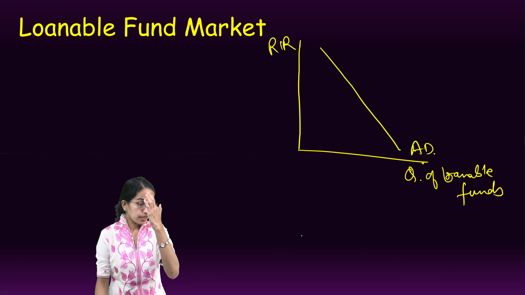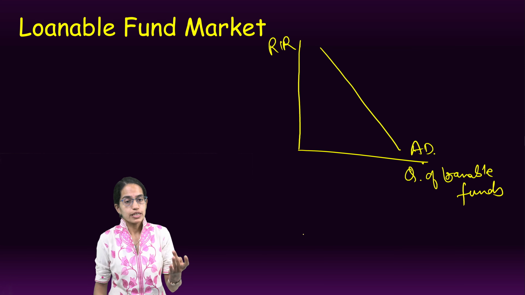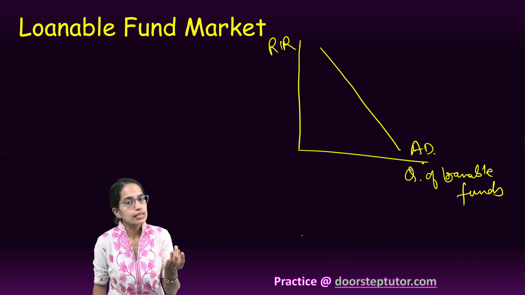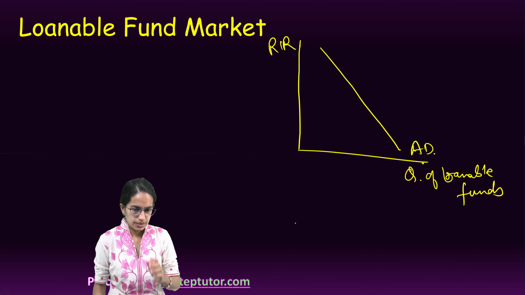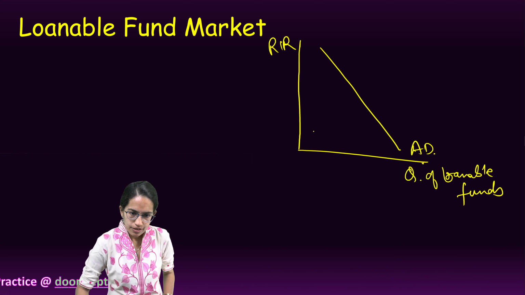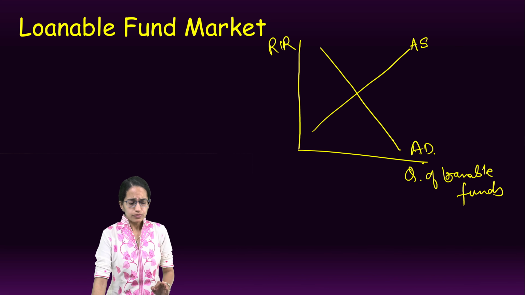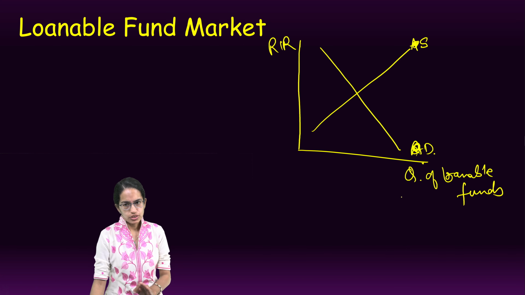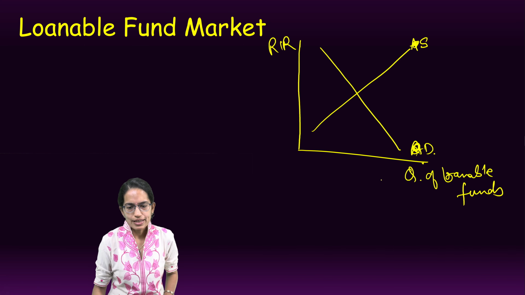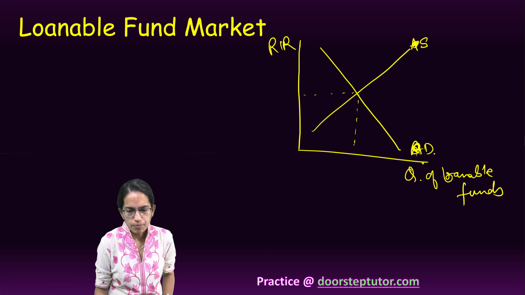Now, what is this demand curve for? This demand curve is for consumers, businesses and government in the form of loans, mortgages, bonds, as we discussed. The next is the supply curve. So here I have the aggregate supply curve. Now, I have the supply and the demand curve here, and this is the point of equilibrium, right?